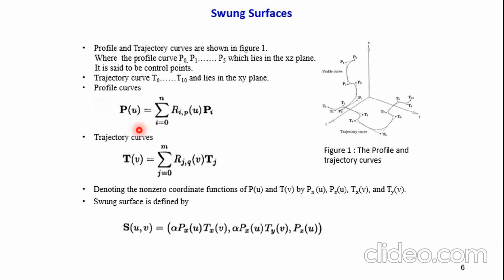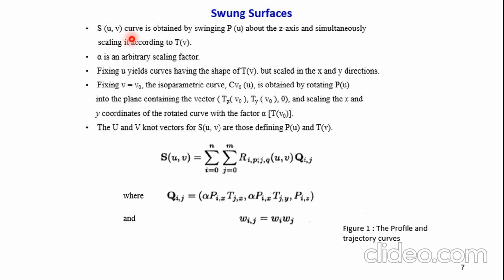So these are the equations for the profile curve and trajectory curve. The profile curve is denoted as P of U and the trajectory curve as T of V. Denoting the non-zero coordinate functions of P of U and T of V by Px of U, Pz of U, Tx of V and Ty of V, the sunk surface is defined by S of U, V. This is the equation for the sunk surface.